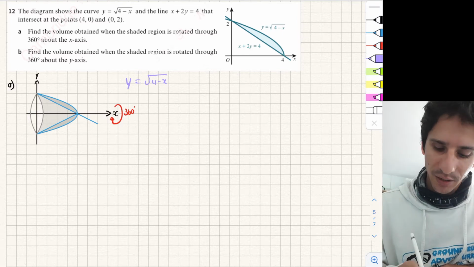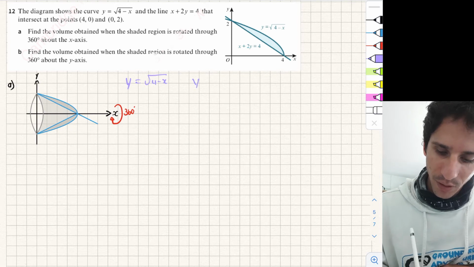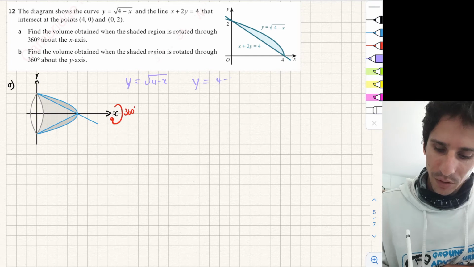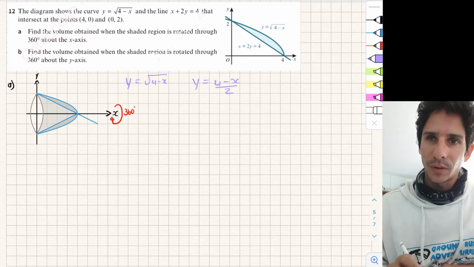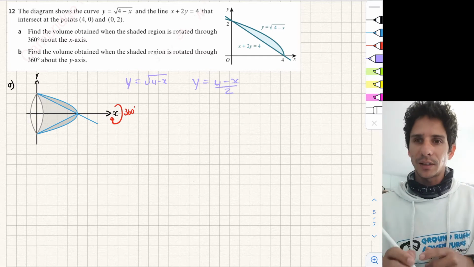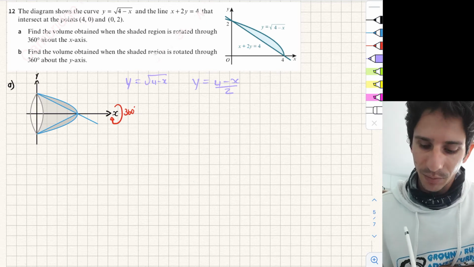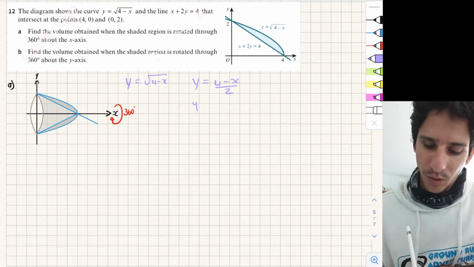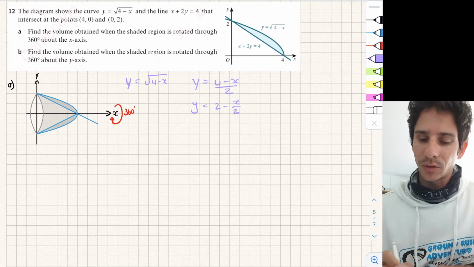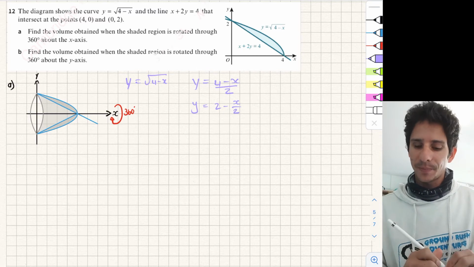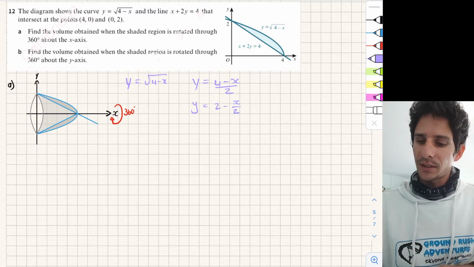I'm going to change that into y equals something. That's going to be y equals 4 minus x, divided by 2. Now later on we're going to probably have to anti-differentiate this, so I'm just going to tidy things up and make this y equals 2 minus x over 2, in preparation for when we need to integrate. Okay, so let's set our integrals.